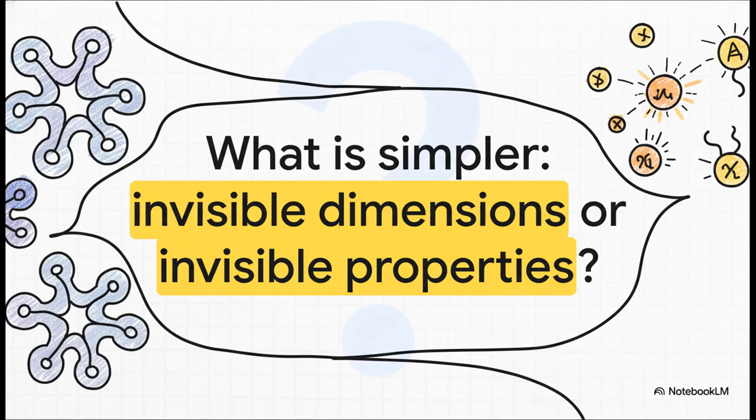What's truly simpler? A universe that has 10 dimensions, 6 of which we can never, ever see? Or a universe with just the 3 dimensions we know, but filled with a bunch of complex invisible properties that make everything work? The honest answer is, we just don't know yet.